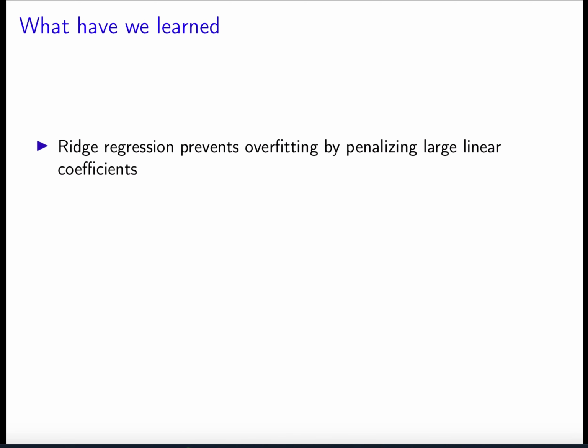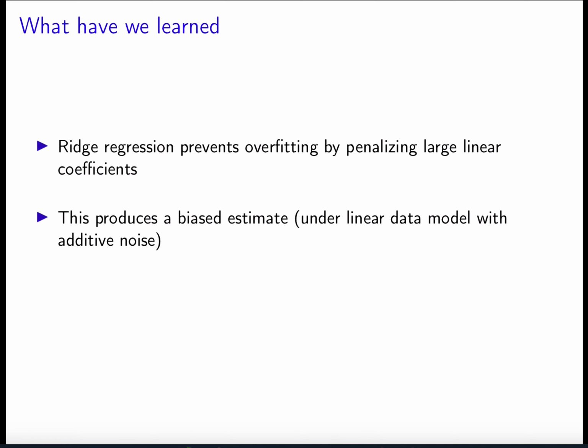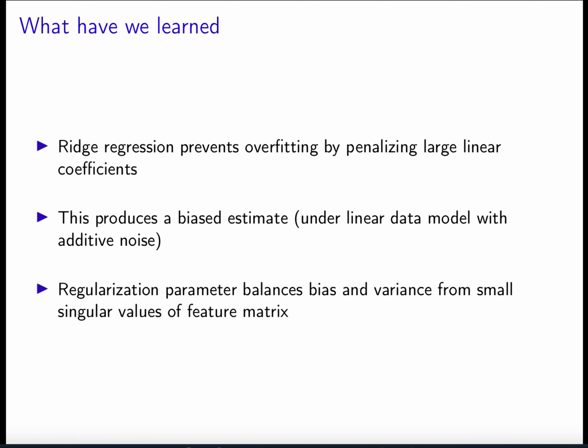So what have we learned? We have learned that ridge regression prevents overfitting by penalizing large linear coefficients when we're fitting a linear model. This produces a biased estimate, so you're going to start having a systematic error on average, at least when you analyze this under a linear data model with additive noise, but as we have seen, this gives you good insights into what you observe with real-world data. And the regularization parameter balances between having this biased estimate, because the coefficients are essentially pushed towards 0, and reducing the variance in the coefficients that comes from the small singular values in the feature matrix.